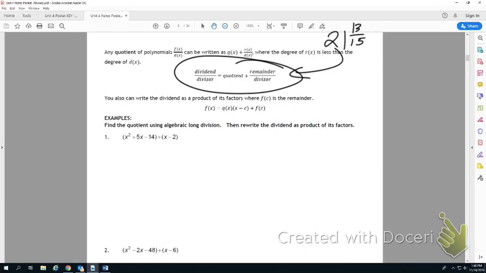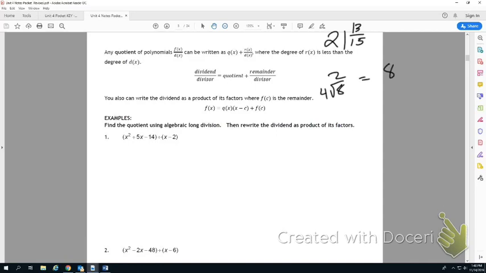Underneath that it says you can also write the dividend as a product of its factors, where f of c is the remainder. That's the same as 8 divided by 4 is 2. I can write that also as 8 equals 4 times 2. That's all it's saying, just with a bunch of mathy words. Okay, so let's go to number 1 here.